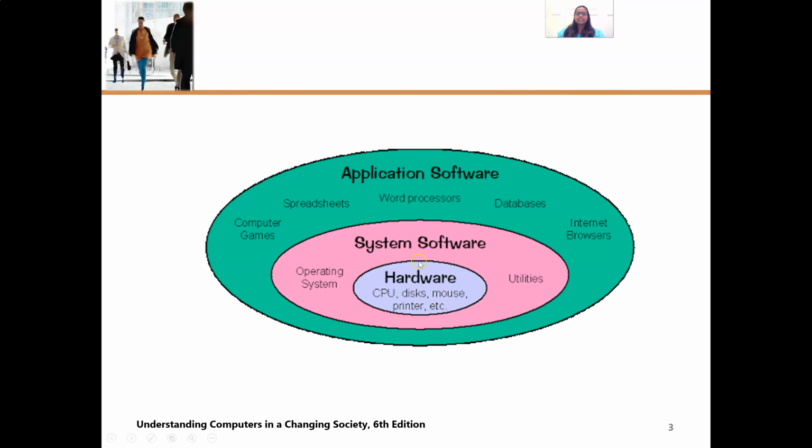So, as you can see in the picture, there are three categories: the hardware, system software, and application software. We have gone through some of the basics of the hardware, which include CPU, disks, mouse, printer, etc. Coming to the next layer, the system software consists of the operating system and some of the utilities associated with it. And on top of that, we have the application software, which includes but is not limited to computer games, spreadsheets, word processor, etc.